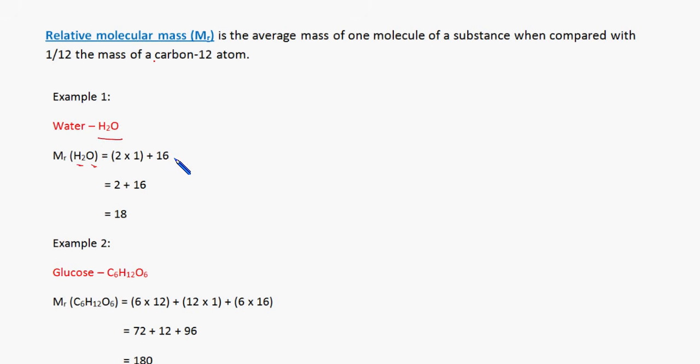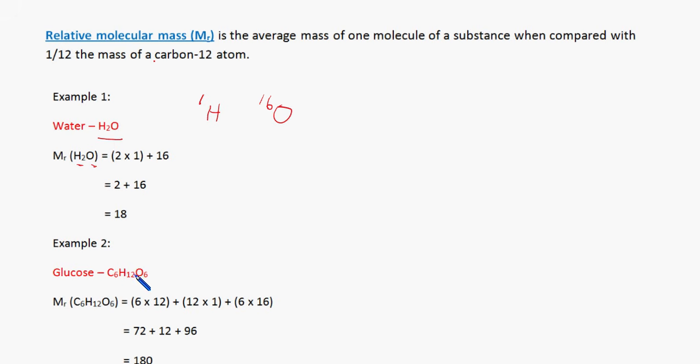So if we wanted to calculate the relative molecular mass, hydrogen mass number is 1 and oxygen, the mass number is 16. So to calculate the relative molecular mass of water, since we have 2 hydrogen atoms, it'll be 2 multiplied by 1, plus we have 1 oxygen atom, and we know the mass number is 16, so it'll be 2 plus 16, which gives us 18. So 18 is the relative molecular mass of water.